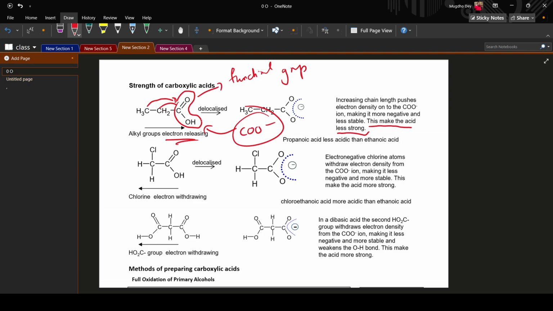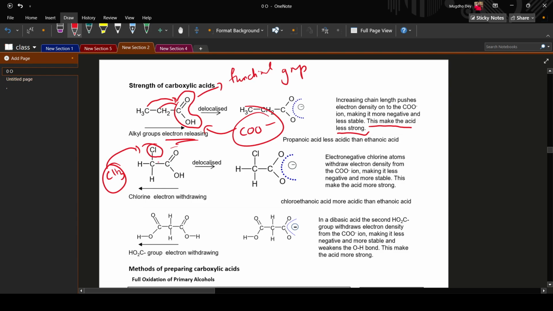Okay, now check this one here. What if we introduce a third party atom, for example a halogen like chlorine? Electronegative chlorine atoms withdraw electron density from the COO minus. Unlike the alkyl groups, they're electron withdrawing. Basically, they do not give out, they take in. Opposite. So as a result, again, just the opposite takes place.